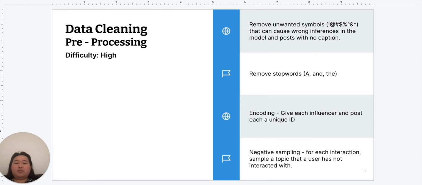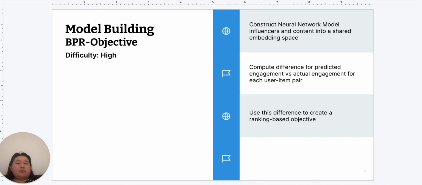And given each influencer post has a unique ID, for negative sampling we had to sample topics that a user has not interacted with, while also keeping in mind that it could very well be that it's just in another language. In terms of model building around a BPR objective, it was also very difficult.